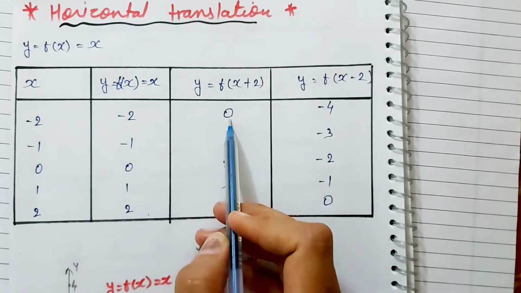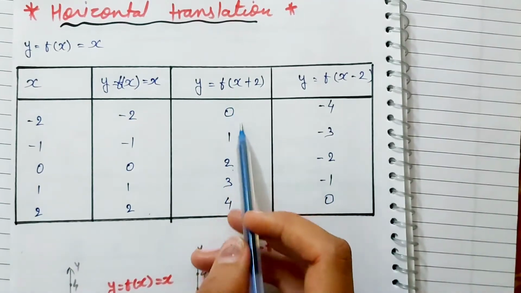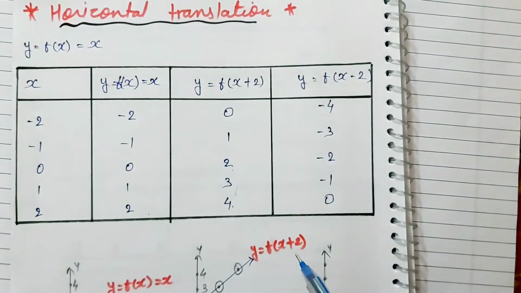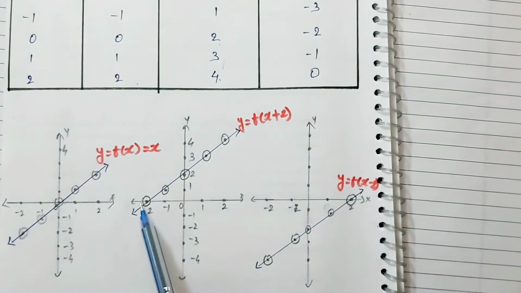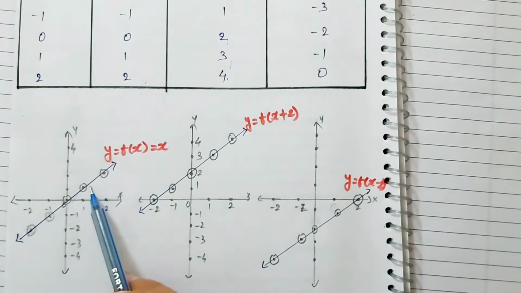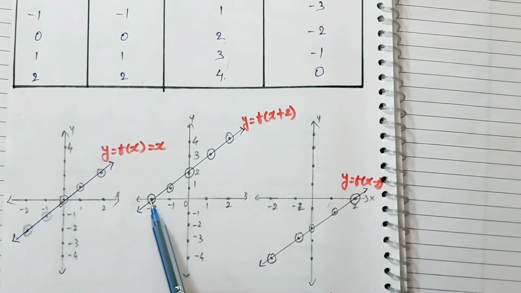So -2 plus 2 is 0, -1 plus 2 is 1, 0 plus 2 is 2, and so on. These are my values for the corresponding x values. Let's graph that as well. This is what the graph looks like. If I plot these values, you can clearly see from the parent graph that the graph has shifted 2 units to the left-hand side.